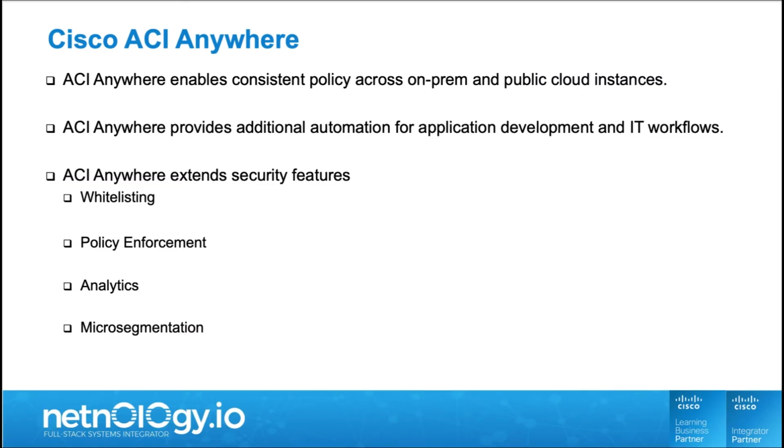Cisco ACI Anywhere enables consistent policy across on-prem and public cloud instances. ACI Anywhere provides additional automation for application development and IT workflows. ACI Anywhere also extends security features like whitelisting, policy enforcement, analytics, and micro-segmentation to the AWS cloud solution.